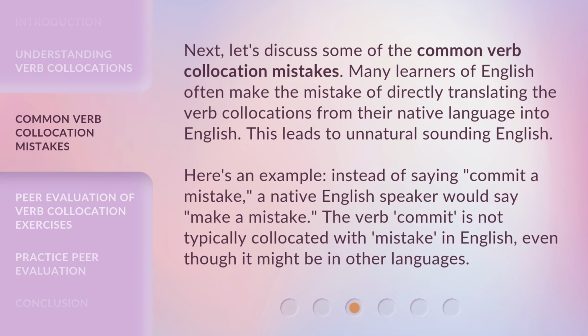Next, let's discuss some of the common verb collocation mistakes. Many learners of English often make the mistake of directly translating the verb collocations from their native language into English. This leads to unnatural-sounding English. Here's an example. Instead of saying, commit a mistake, a native English speaker would say, make a mistake. The verb, commit, is not typically collocated with mistake in English, even though it might be in other languages.